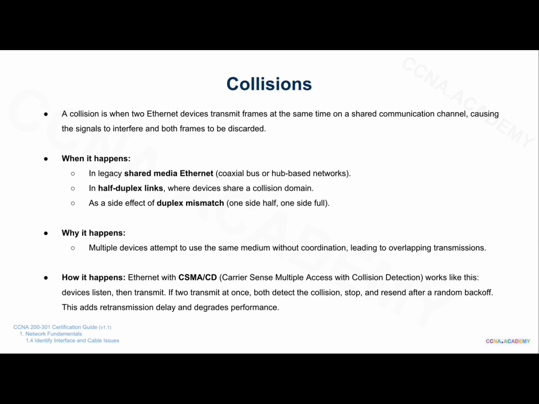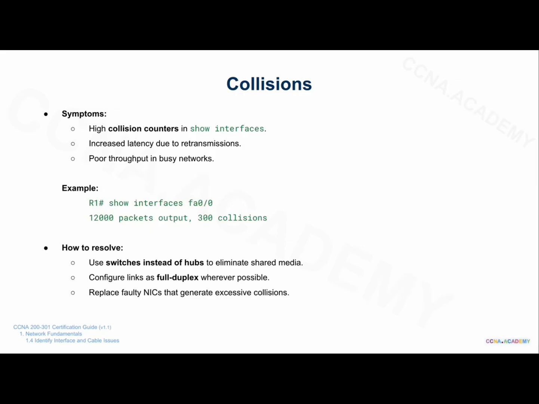Collisions happen because multiple devices compete for the same collision domain, and CSMA/CD has to stop and retransmit after a random delay. You'll know there's a problem if collision counters in show interfaces increase, performance slows down, or retransmissions become frequent. A healthy full duplex link should show 0 collisions. If collisions appear, the solution is to eliminate hubs, configure full duplex correctly, or replace faulty NICs.